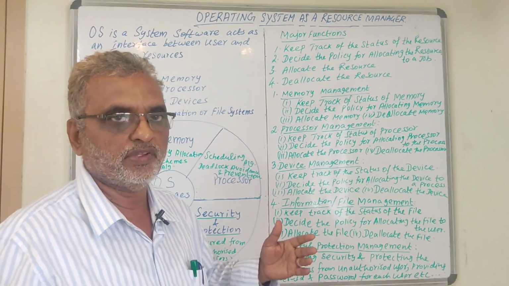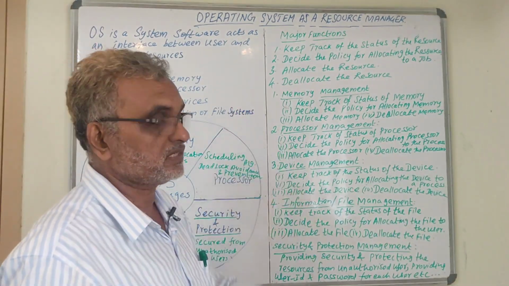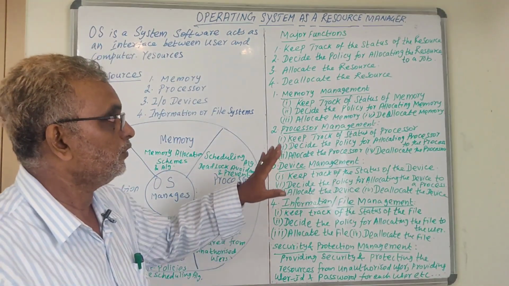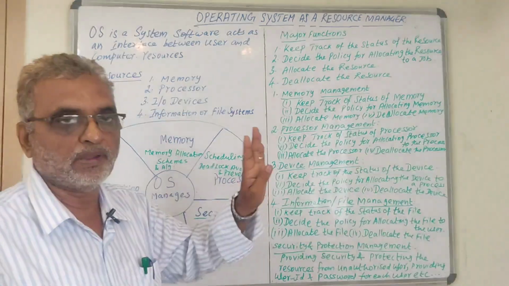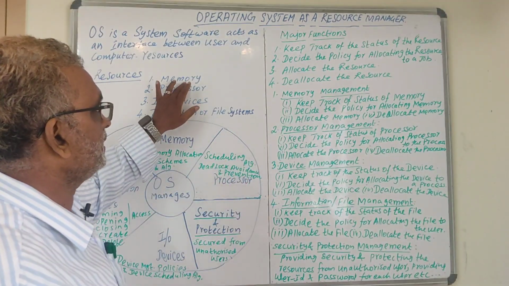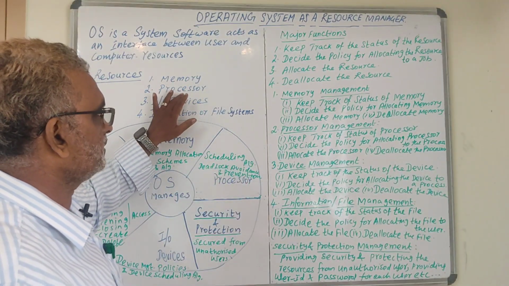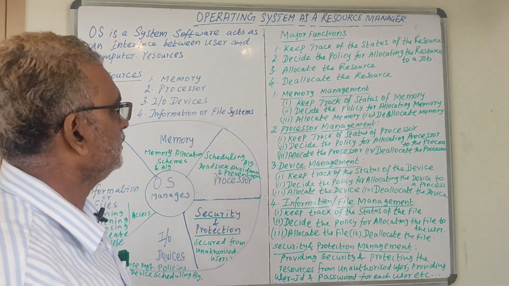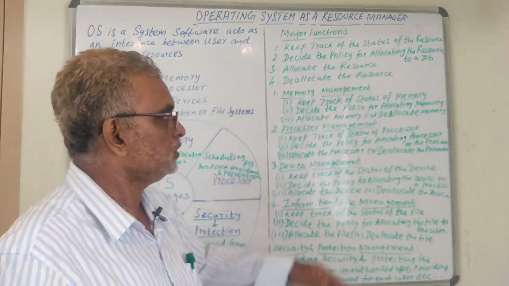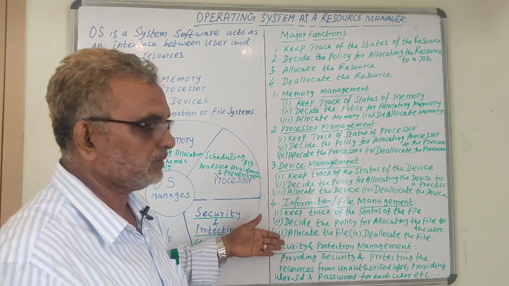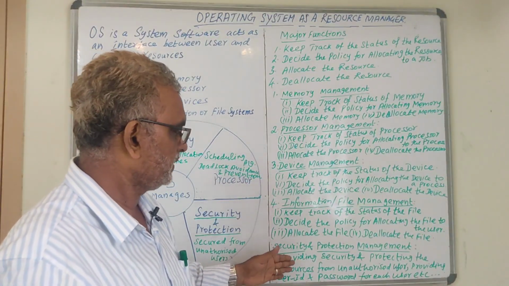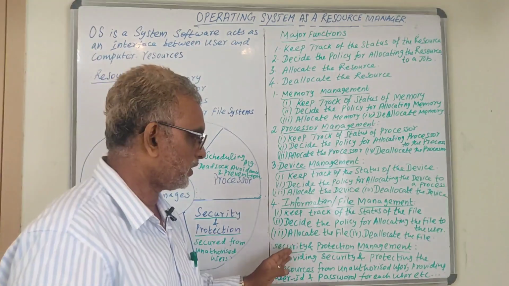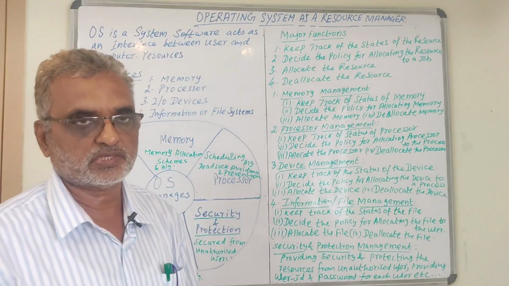In this video, we have discussed how the operating system acts as a resource manager. We have 4 different managements, that is memory management, processor management, device management, and information or file system management. I gave those explanations, and it also provides security and protection to all the resources.